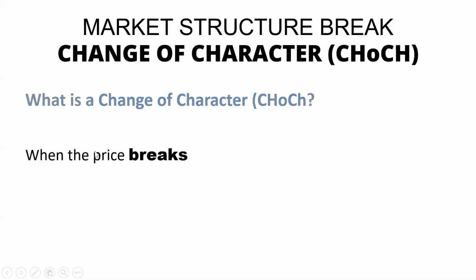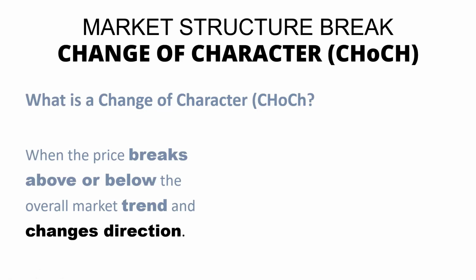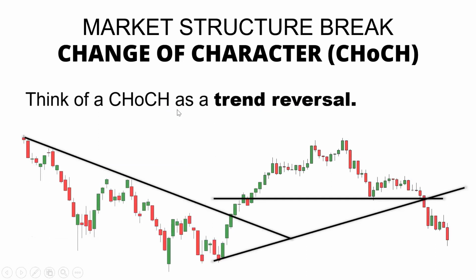A change of character is when the price breaks above or below the overall market trend and changes direction. So a break of structure is where we had a continuation in the trend, and a change of character is where it changes directions completely. Think of a change of character as a trend reversal. So you can see there is a prominent downtrend, market breaks up, and somewhere over here there is a change of character. Then there is an uptrend, market breaks down, and then there is a change of character.